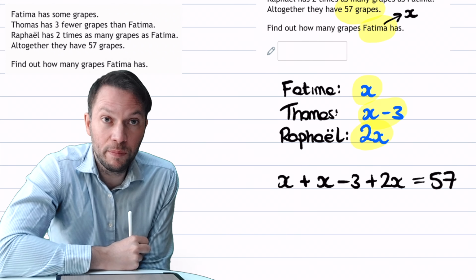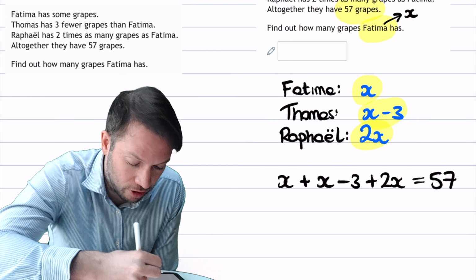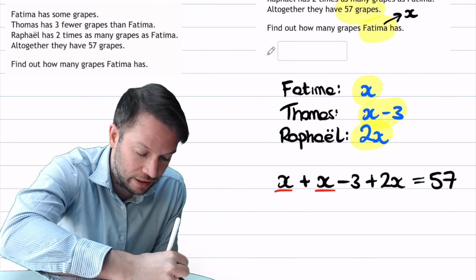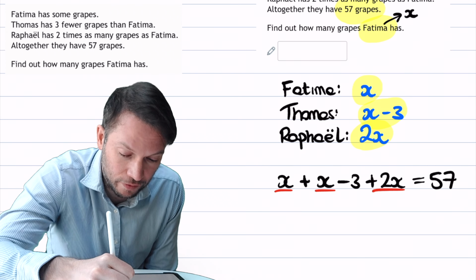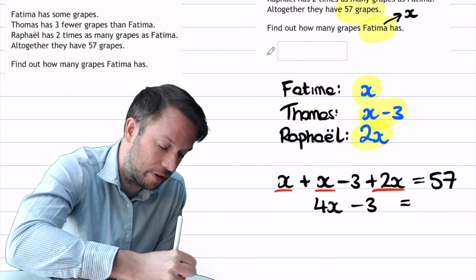So let's just simplify this by collecting like terms first. How many x terms have we got? Well, we've got 1 lot of x plus another lot of x plus 2 lots of x. That's 4 lots of x. And we've still got that minus 3 there, and that's equal to 57.